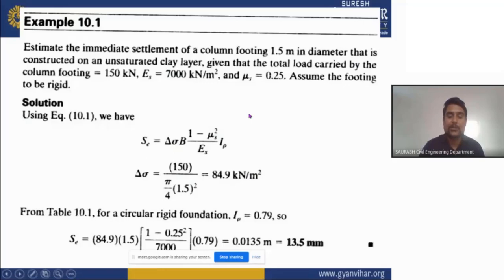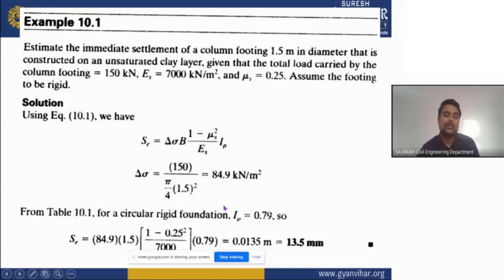It means the immediate settlement of your soil will be 13.5 mm for the rigid footing, if the load on the footing column is 150, the modulus of elasticity is 7,000, and the Poisson ratio is 0.25. This is a very important question. This type of question has been asked in the GATE exams.